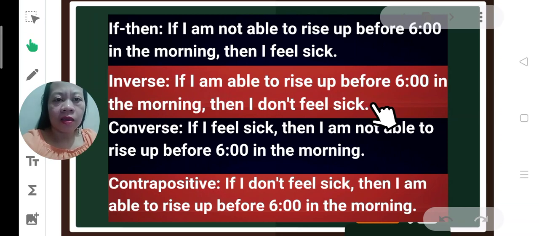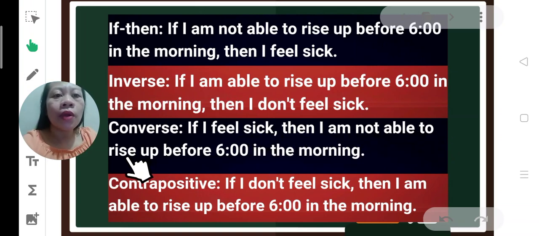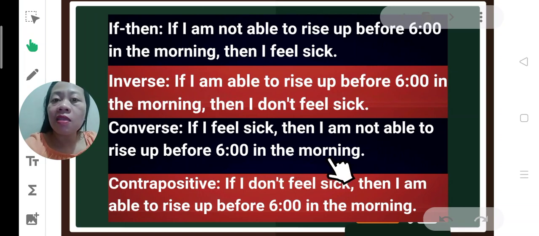And then for the converse form, we are going to switch the hypothesis and conclusion. So this hypothesis here, which is "I am not able to rise up before 6 o'clock in the morning," will be our conclusion in the converse form. And this conclusion here, "I feel sick," becomes the hypothesis in the converse form. So we have: if I feel sick, then I am not able to rise up before 6 o'clock in the morning.